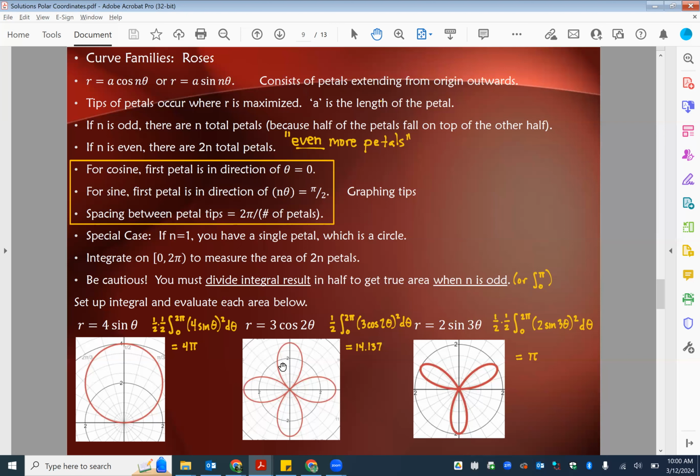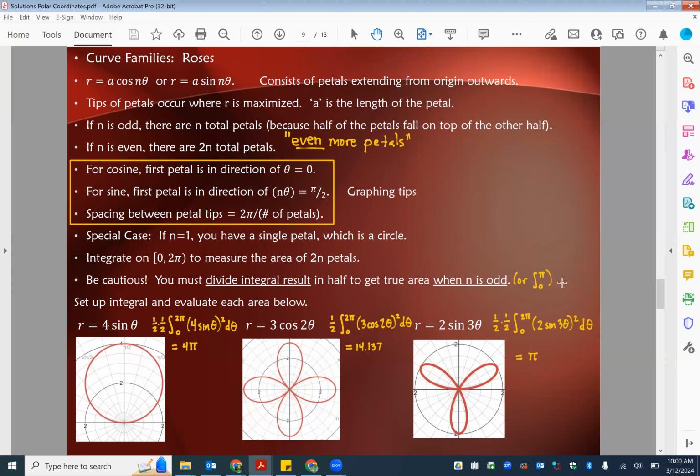As far as finding the area of these things, well, if we're going to have 2n total petals to measure, we should integrate from 0 to 2 pi. That will tend to always work. We just have to be careful because, as mentioned earlier, if n is odd, we don't have 2n petals. We only have n petals worth of area. So to account for that, you would have to either multiply your integral by 1/2, or alternatively, integrate only from 0 to pi. Either one of those techniques should work.